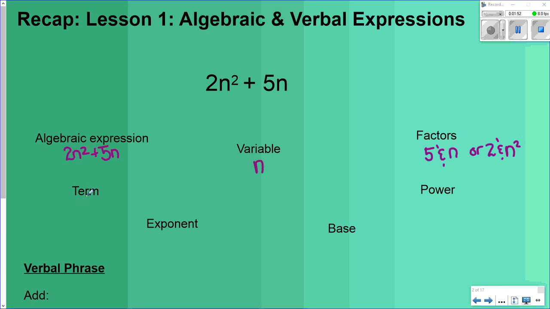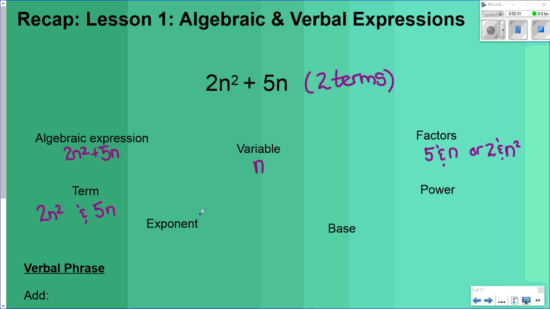A term. A term is a combination of variables and numbers put together, which is linked by either a plus sign or a minus, subtraction. So in this case we have how many terms? We've got 2 terms. So I'm going to write 2 terms. And the terms, the first one is 2n squared and 5n. Those are terms.